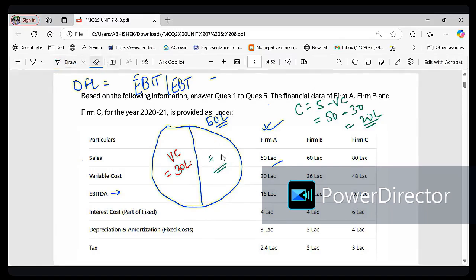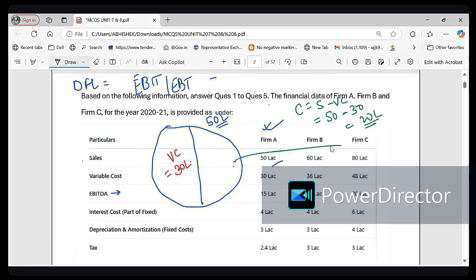Let me erase this particular point. Basically, let me draw another half here. I'm just drawing it half here. I hope it is visible to you, right? This portion I am representing consists of two things. What is given here? EBITDA, right? EBITDA is how much?